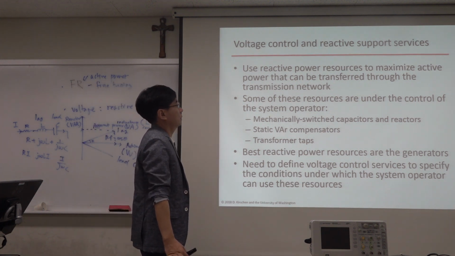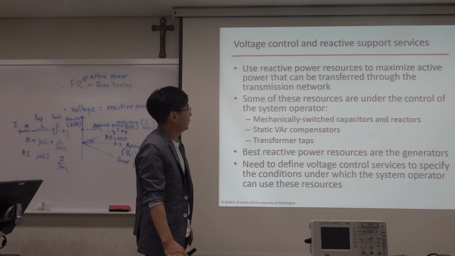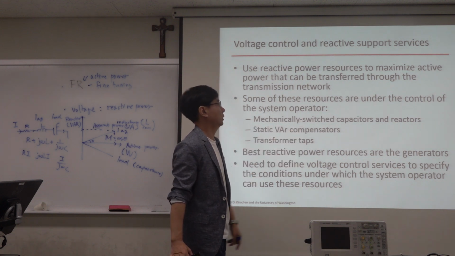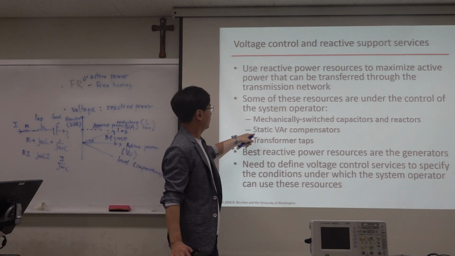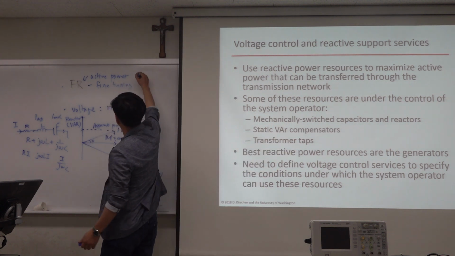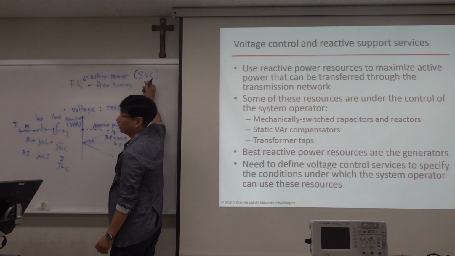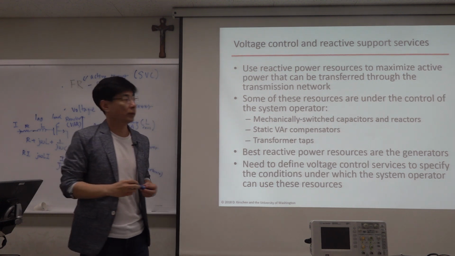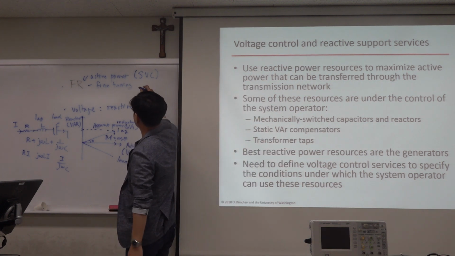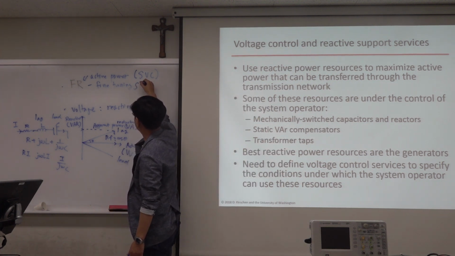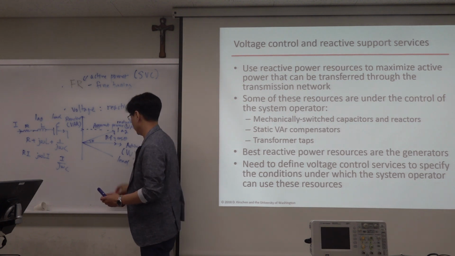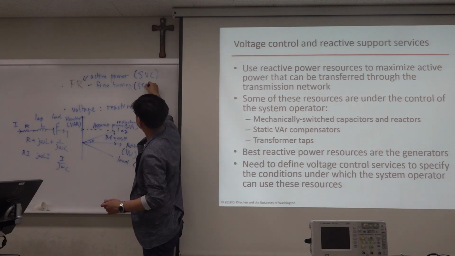And some of these resources are under the control of the system operator, and the mechanism is mechanically switched capacitors and reactors, or static VA compensator, that is called SVC. So there is a hardware equipment that does that, static VA compensator, or somewhere you may see this kind of terminology before. StatCom.